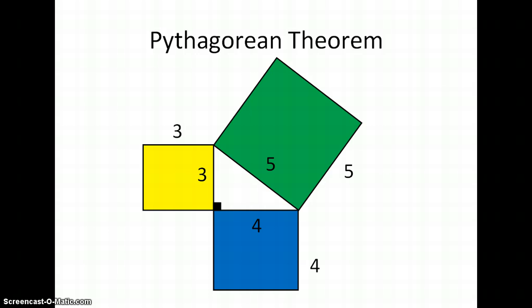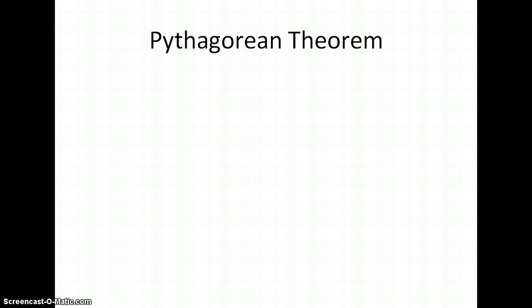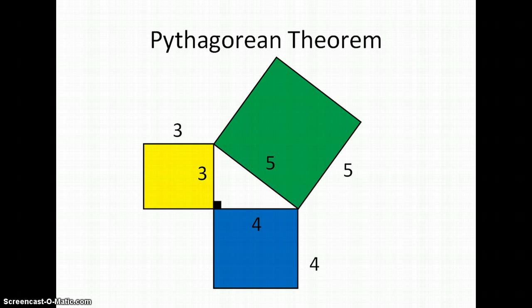In class, we looked at three squares that we put together in our manipulatives, and then we created a triangle by putting the edges of each of the three squares together. And we were able to see that in our square here, we have a very nice right triangle.